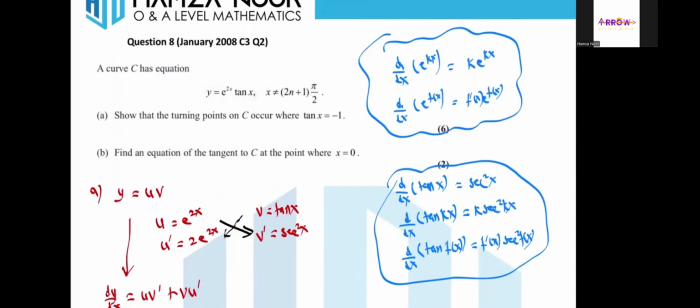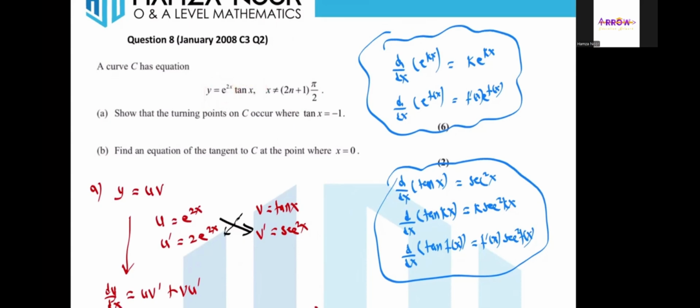And as we can see, when x will be 0, tan 0 will be 0. So y will also be equal to 0. So y is equal to e raised to the power of 2 times 0 multiplied by tan 0. This will also give you 0.